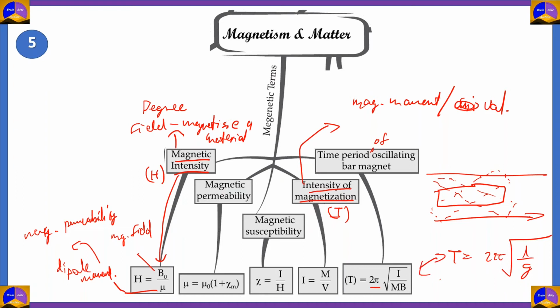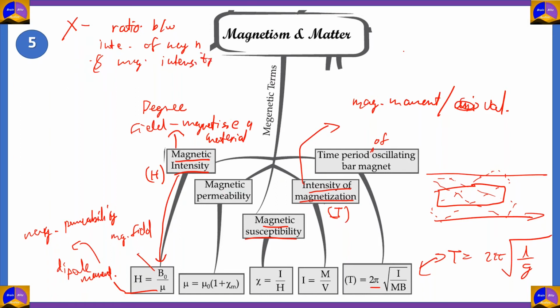Now let's look at magnetic susceptibility. So what is magnetic susceptibility? Now this is referred to as the ratio between intensity of magnetization and magnetic intensity.